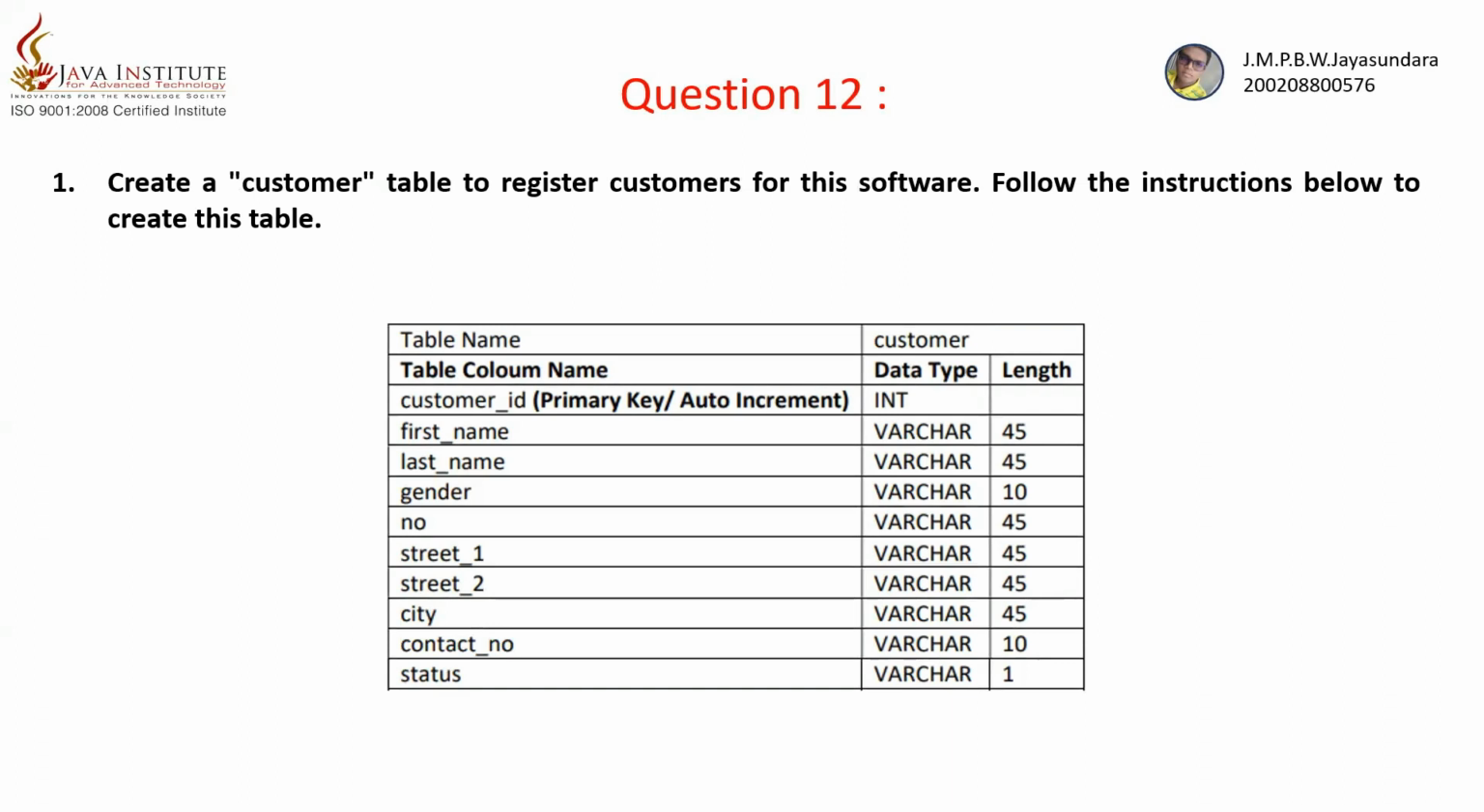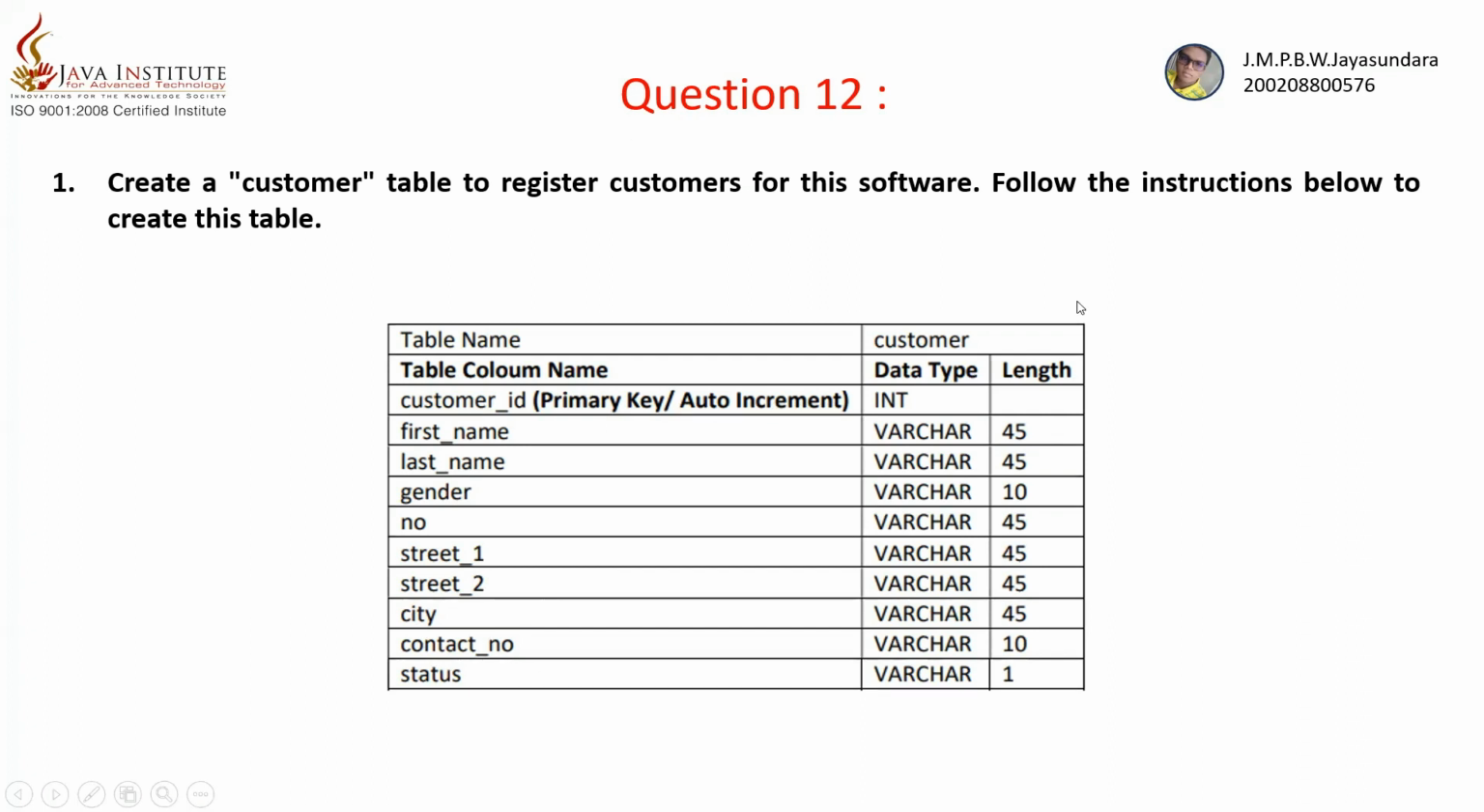The first question says create a customer table to register customers for this software. Follow the instruction below to create this table. And here we have our instruction to create our customer table, and here we have our column names, data types and data lengths. In the first column, we have defined it as the primary key of this table and we have marked it as an auto increment column. So let's go and create this.